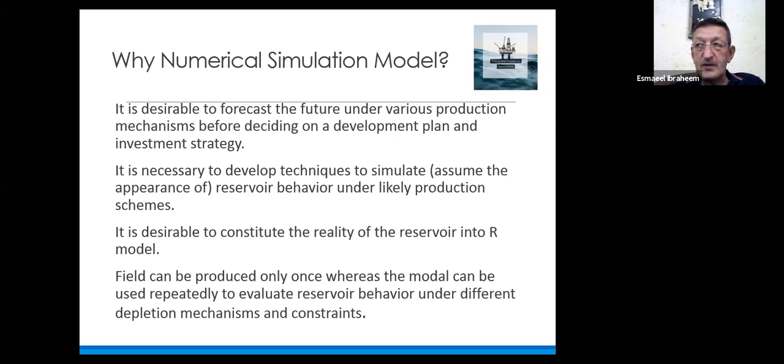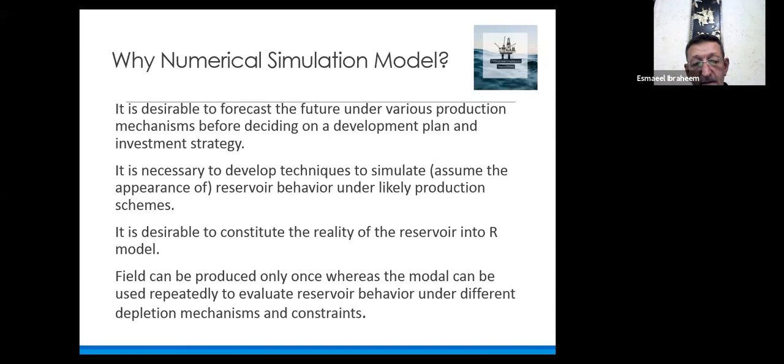You can, of course, go through the simulation and see the progress of the production and the saturation of each fluid during the simulation time of the reservoir. So it is desirable to constitute the reality of the reservoir in our model. That's a radial model, actually. It's better to use the radial model.